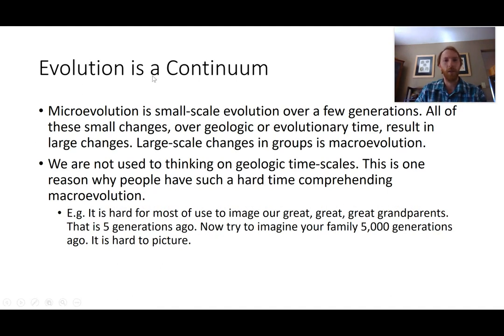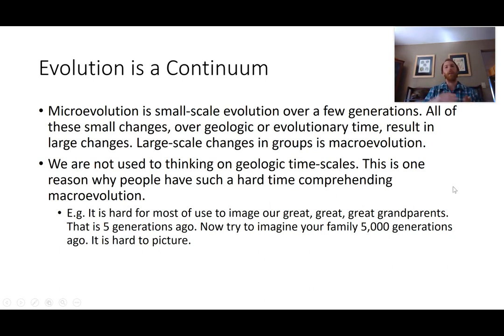Okay, so continuing on with that, microevolution we talked about briefly. That is small scale evolution over a few generations. And I say a few, but it could be hundreds. It's just small scale evolution. All that it's looking at is changes in allele frequencies. All of those small scale evolution, like little bits and pieces over a huge amount of time, result in large scale changes in groups. That's macroevolution.